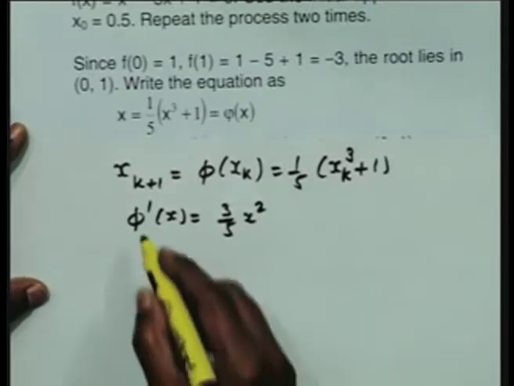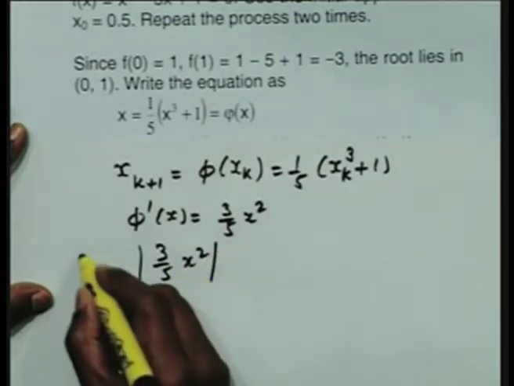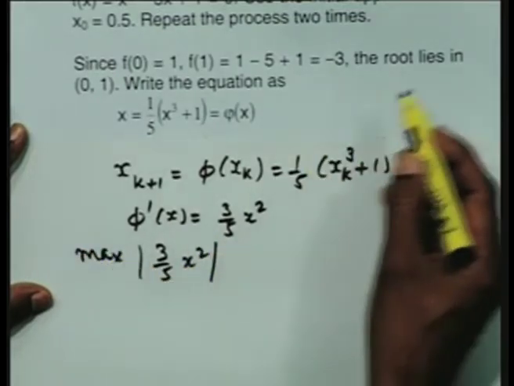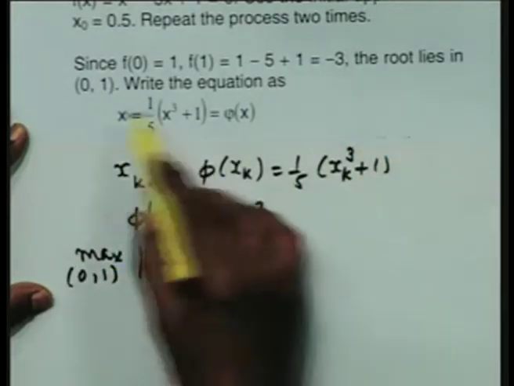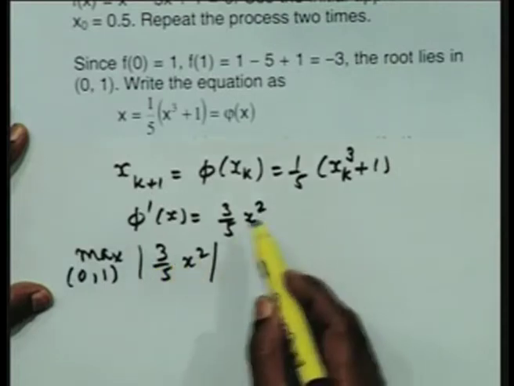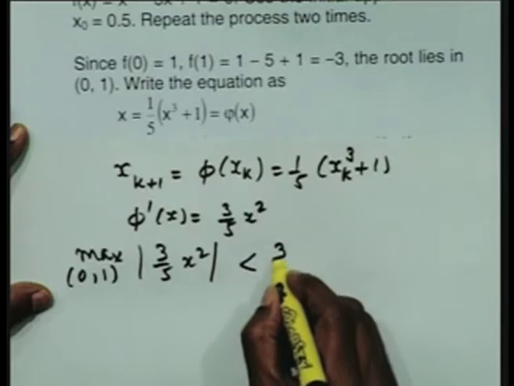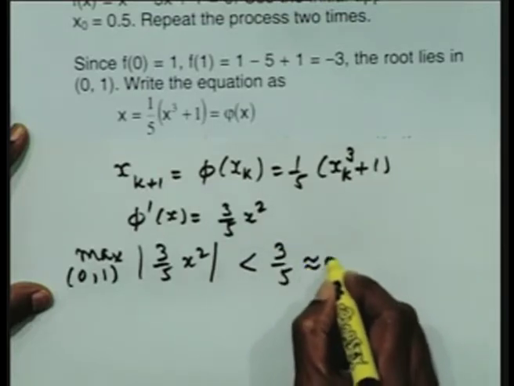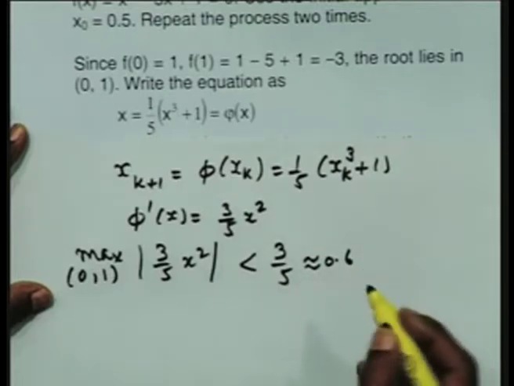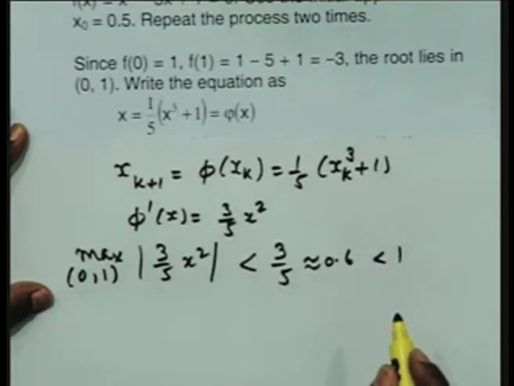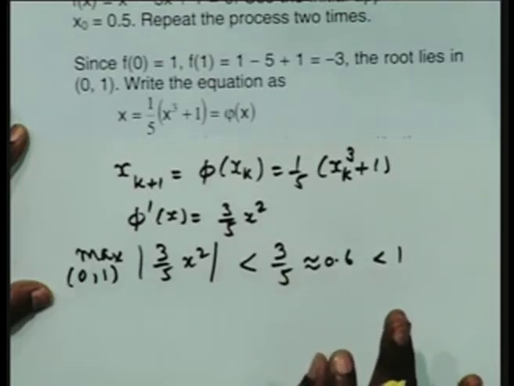Now I need the maximum of the magnitude of phi dash x, 3 by 5 x squared, in the interval in which the root lies, which is 0 to 1. So I want the maximum of this phi dash of x, and this obviously is less than or equal to 3 by 5, that is 0.6. X is lying between 0 and 1, therefore this is strictly less than 1. Therefore this iteration is going to converge and is going to converge quite fast.